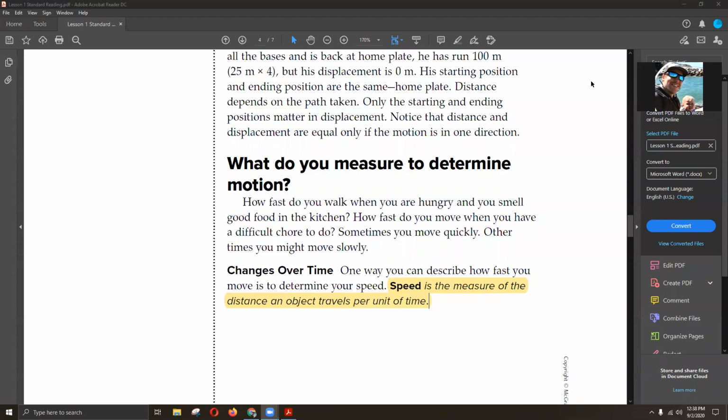Hi guys, in this video I want to go over what you do to measure motion. So how do you actually measure motion? There's a couple ways to do this, and today we're going to talk about speed.